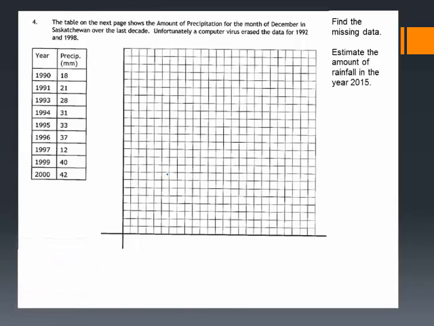Okay, in this example, we are going to do a little bit more work. We've got some points to plot. The first thing we need to do is find missing data, and then the second thing we're going to do is estimate the amount of rainfall in the year 2015.